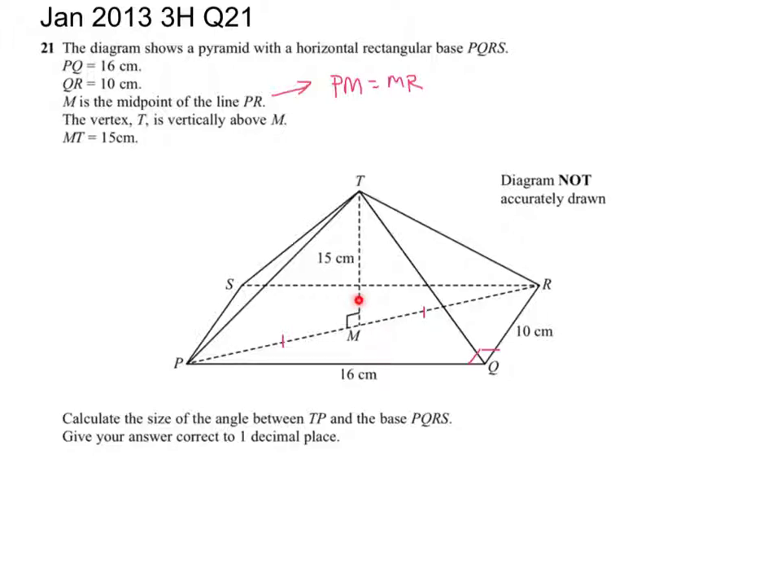The question then says calculate the size of the angle between TP, that line, and the base PQRS, so I need to label that angle. The angle between TP and the base is the angle between TP and PM, so it's this angle here, X. It's also worth reminding ourselves the answer should be correct to 1 decimal place, so we need to bear that in mind for later on.